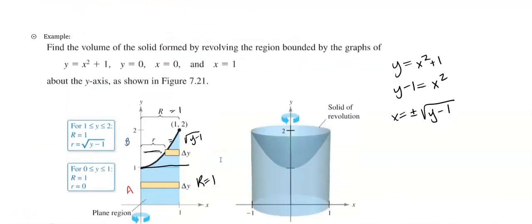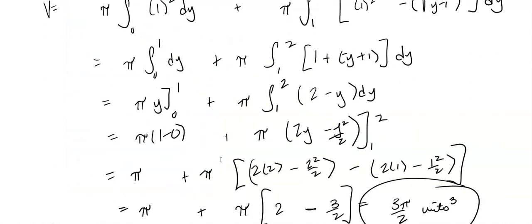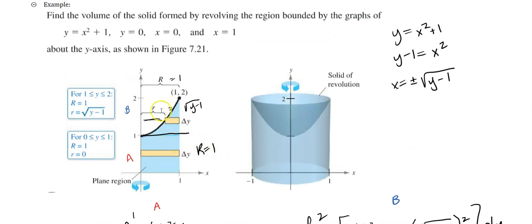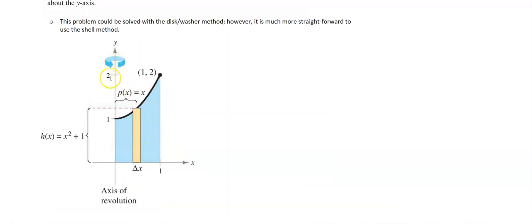And you can see using the disk and washer method that this was kind of messy because we had to divide our shape into two different sections and then take two different integrals. And it was all because of those horizontal rectangles. However, since we're using the shell method this time, vertical rectangles actually work to our advantage, and we can define the entire shape by the function x squared plus 1.